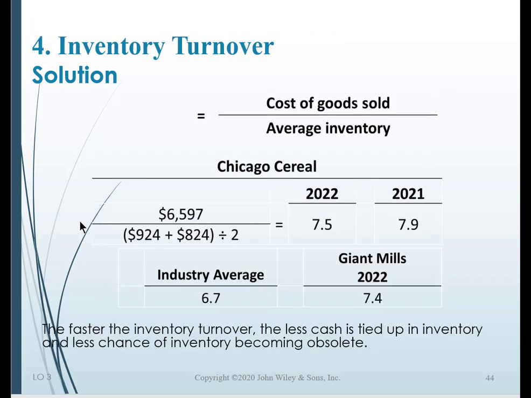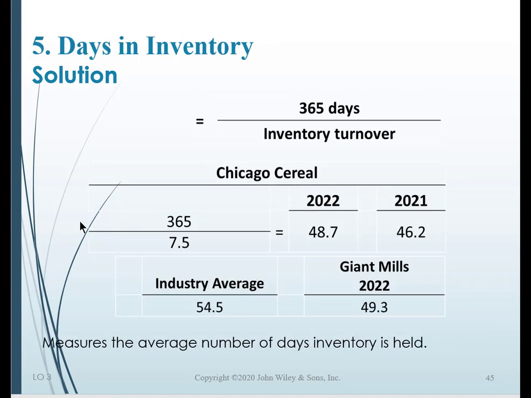What about inventory? Here's the turnover. The faster the turnover, it means less cash is tied up. So we're at 7.5. It's decreased a little from last year, but it's better than 7.4 and a lot better than 6.7. So our turnover is good. We're turning over inventory. We're selling it quicker. Again, for me, that's hard to understand. I like days in inventory. How many days on average does stuff sit on the shelf? It went from 46 days to 48 days. So we slowed down.